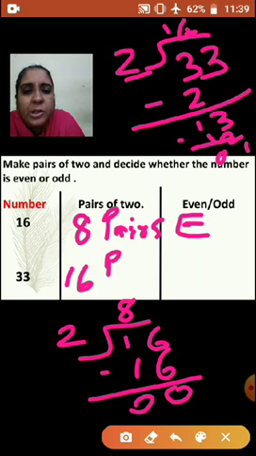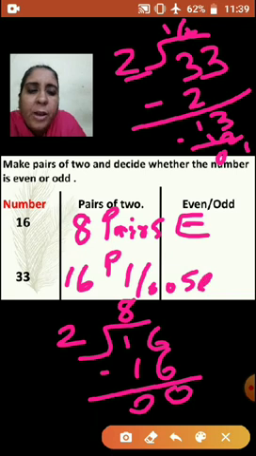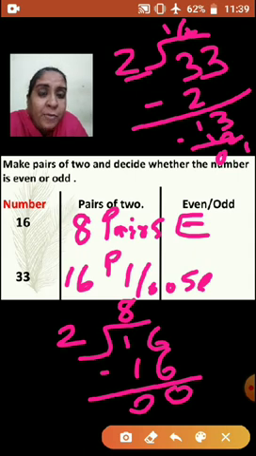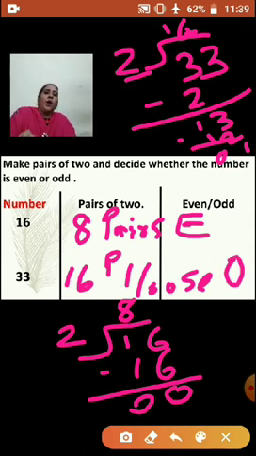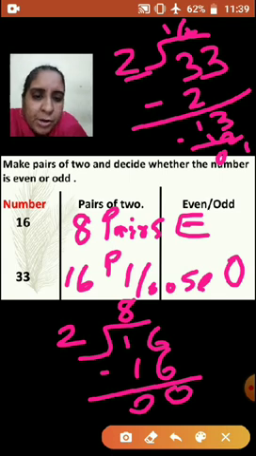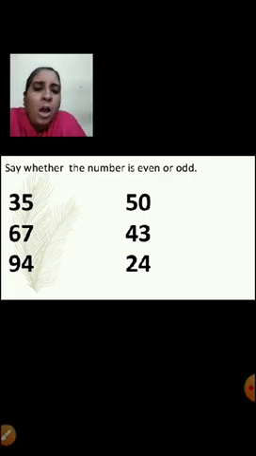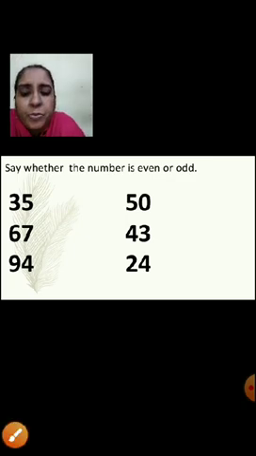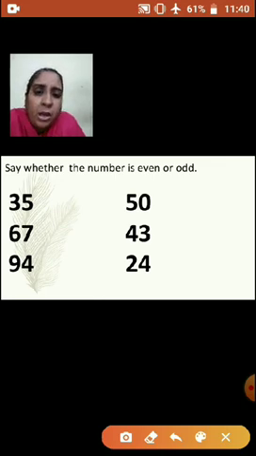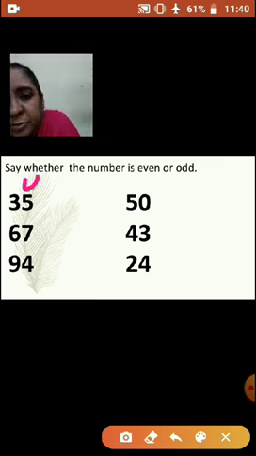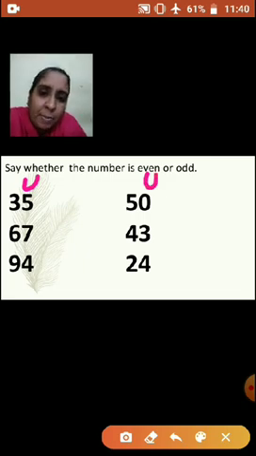And 1 minus 1 is 0. So it means 1 is loose. When you get 1 loose, what will you do? Which is that number, even or odd? It is an odd number. Understood, children? So this is the way you have to make pairs and find out the answer, whether it is even or odd. Now, if there are big numbers, then how will you find out? Always see the numbers which are in the units place. That is, these numbers. Units place numbers, right?